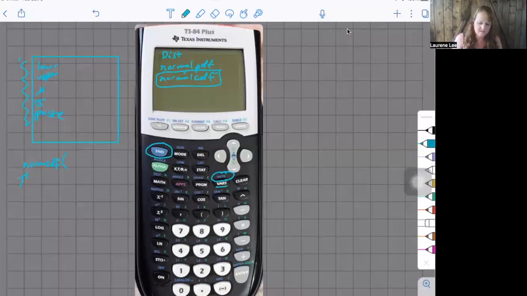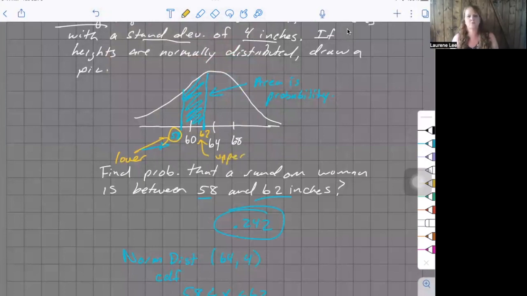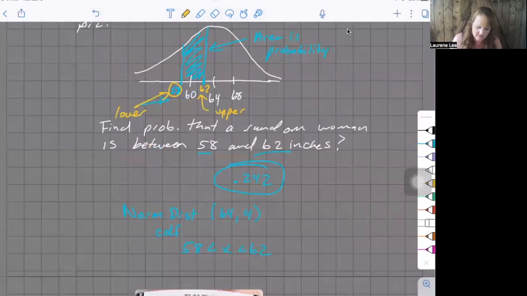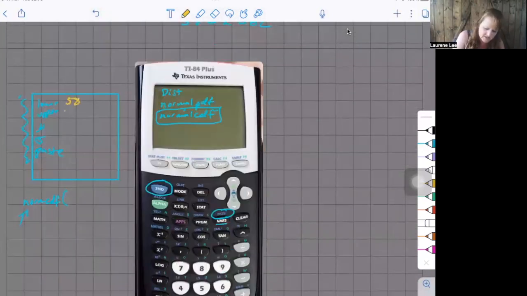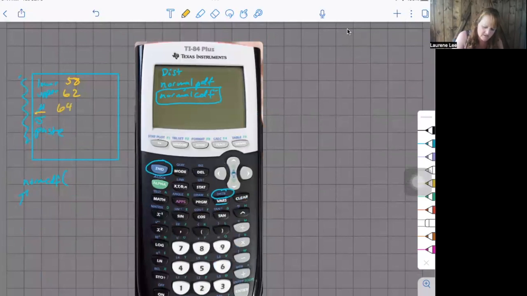So what this is talking about, if I'm going to look at my picture again, let's label it here. This is your lower. Lower is left always, okay? 62 is your upper. So what it means by lower and upper is what's the lower end of the section you're interested in, and what's the upper end. So left and right. So you'd enter 58, 62, and then mean, obviously this is your mean, okay? And your standard deviation is 4.